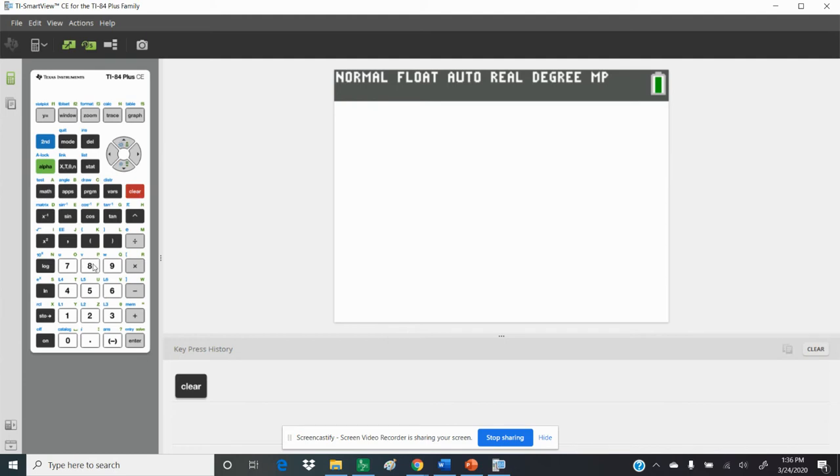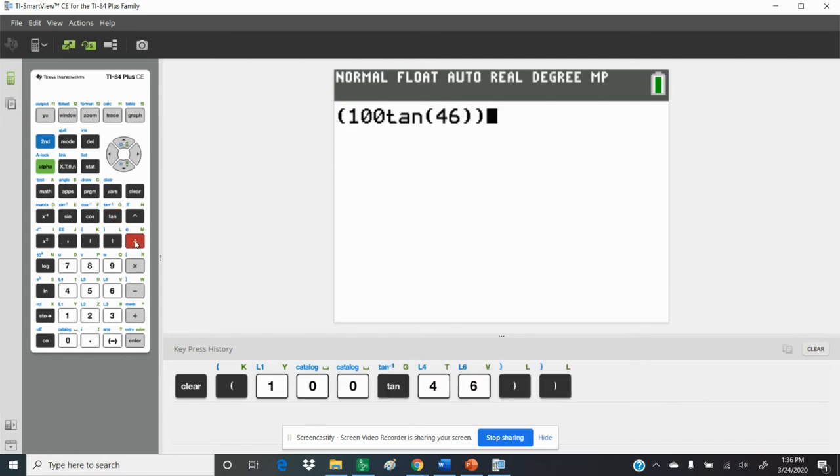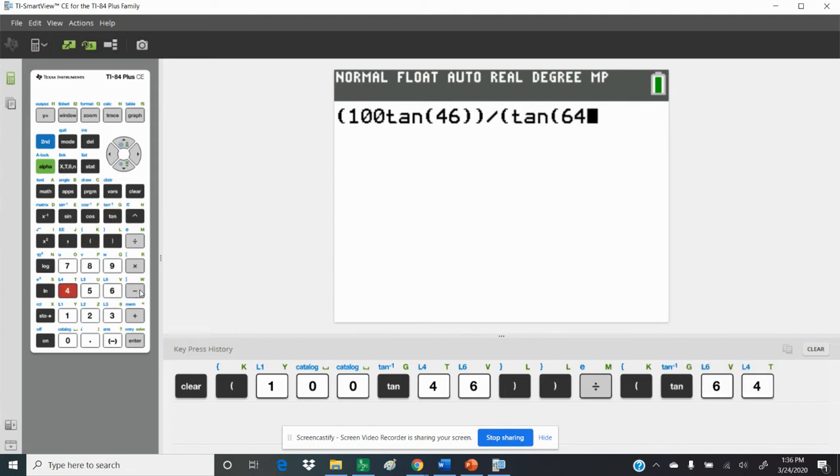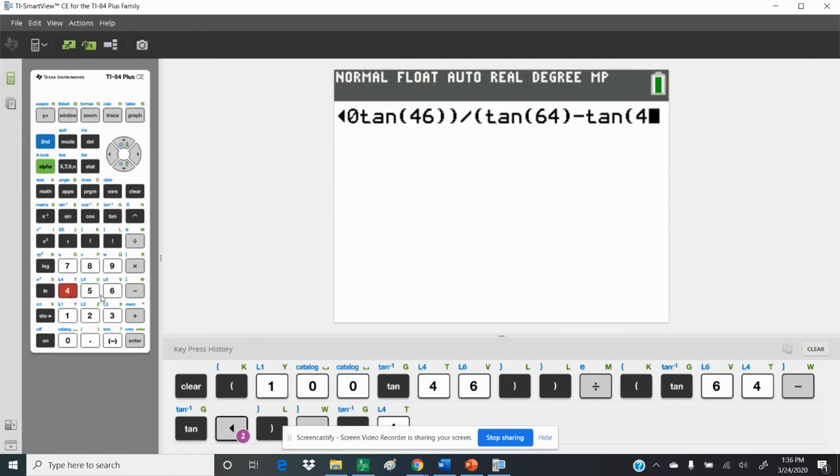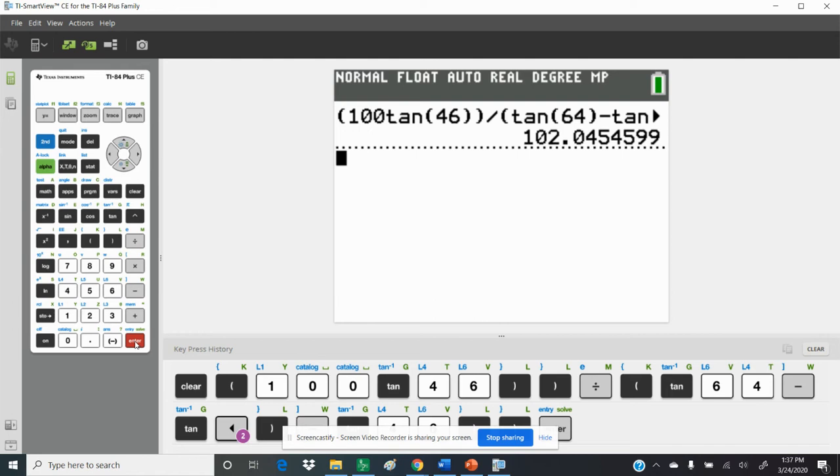All right, so we have 100 times the tangent of 46 divided by the tangent of 64 minus the tangent, whoops, forgot parentheses, let's go back, minus the tangent of 46. And that's 102.05. So 102.